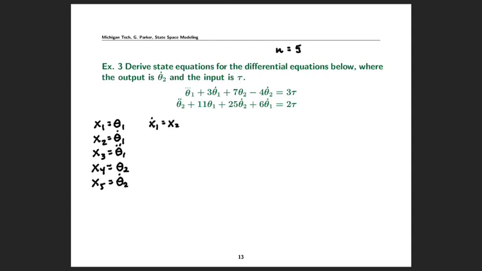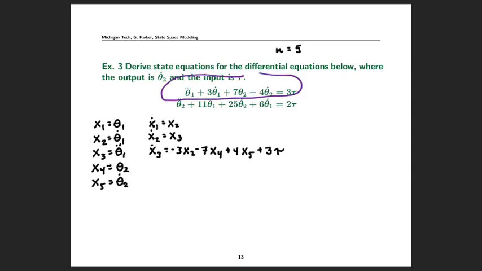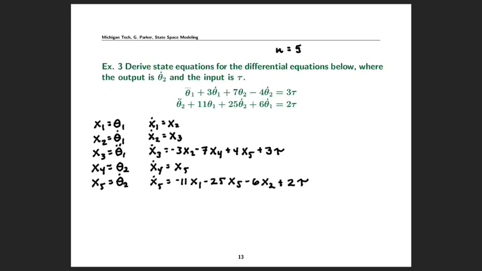So that's theta 1 dot. x2 dot is theta 1 double dot, or x3. And for x3 dot, I have to go up to the differential equation here, and I just pull out the right digits. x4 dot is theta 2 dot, which is x5. And x5 dot, I have to use this equation. So I just throw all these to the other side of the equality, and away we go.